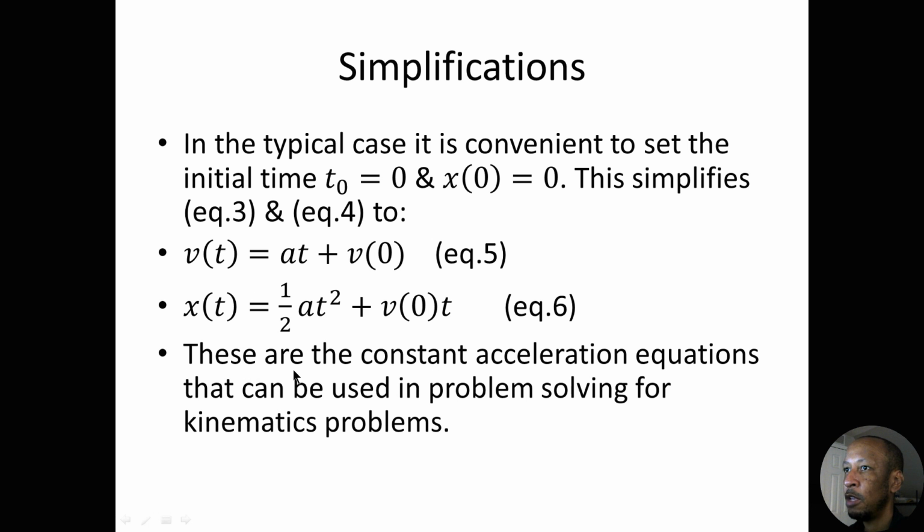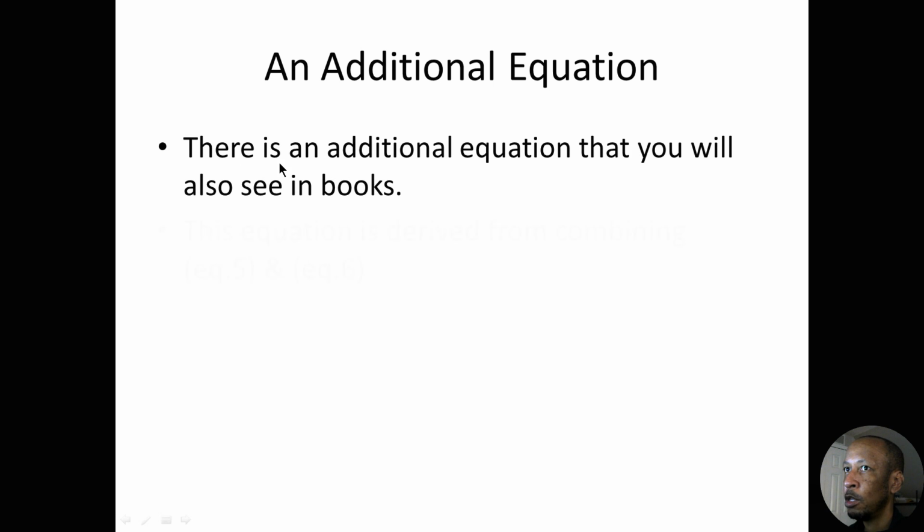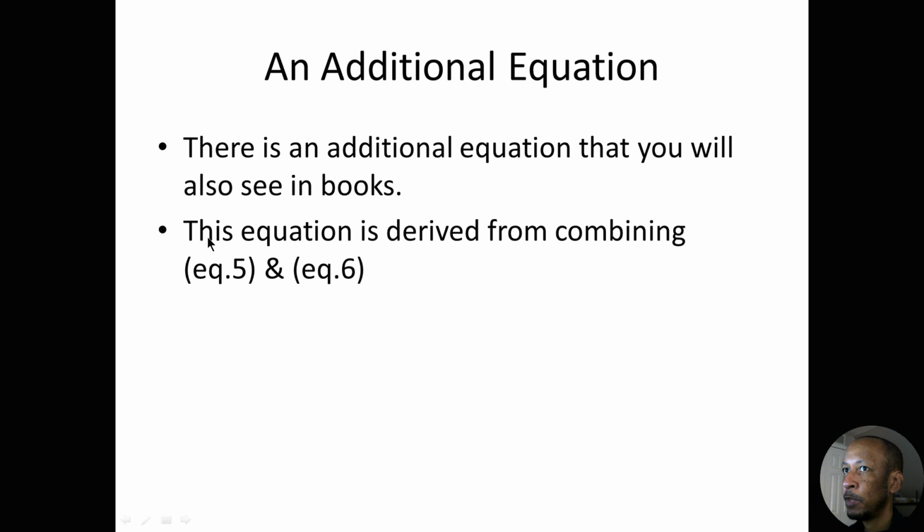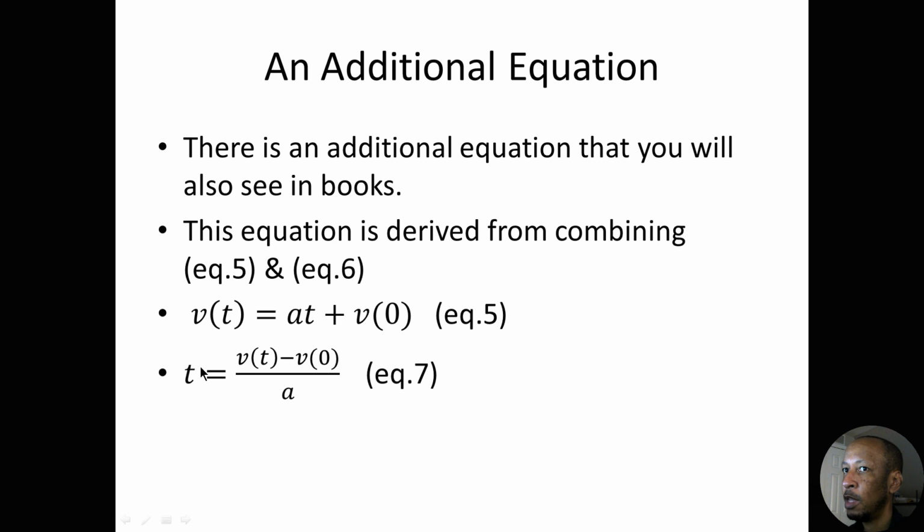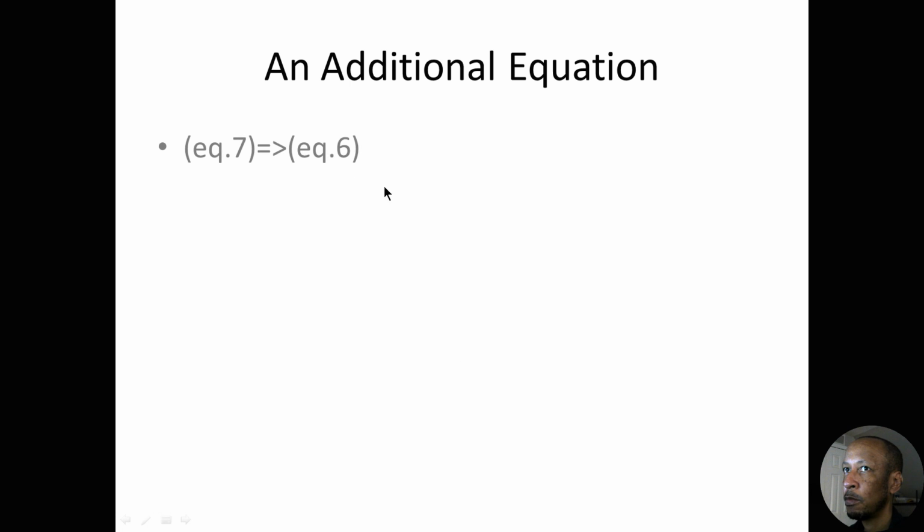So next, these are the constant acceleration equations that can be used in problem solving for kinematics problems. Now there's an additional equation that you'll see in textbooks. This equation is derived from combining equation 5 and equation 6. So I'll take equation 5 and reform it so that I isolate t. That gives me v of t minus v of 0 over a, and I'm going to call that equation number 7.